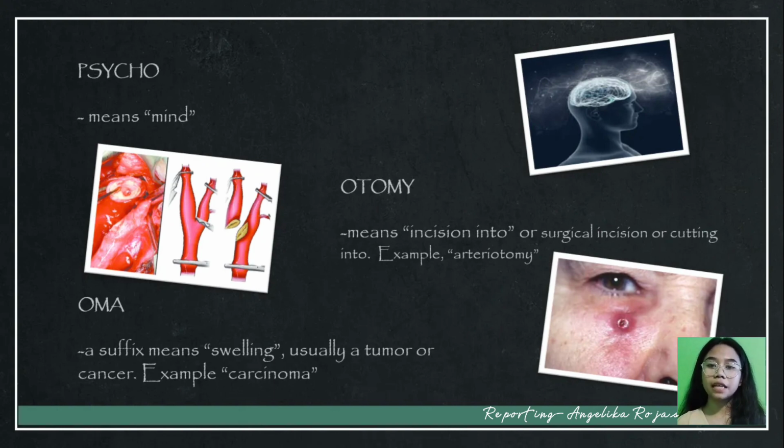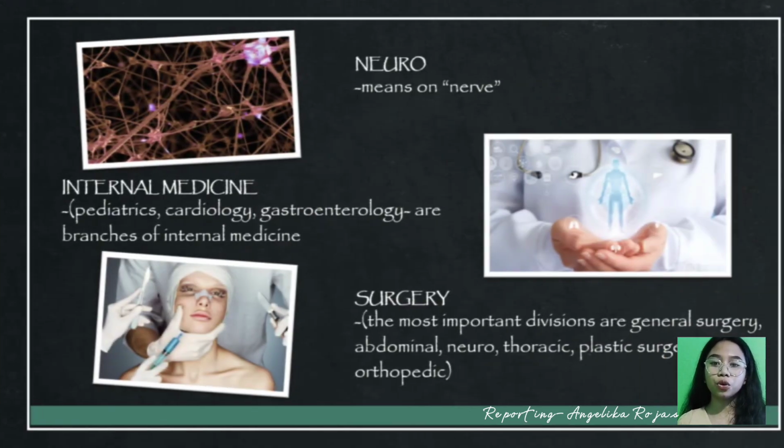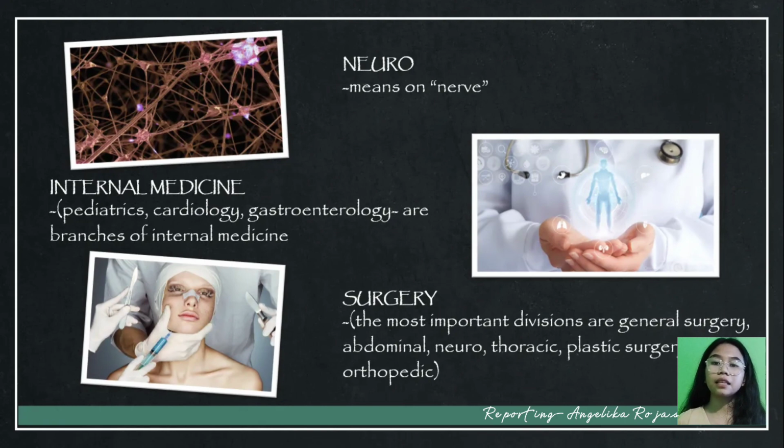OMA, a suffix meaning swelling, usually a tumor or cancer. An example of OMA is carcinoma, a cancer which forms on our epithelial tissue or those passageways in our body like the esophagus and your skin. Neuro means nerve, anything related to our nerve or nervous system.